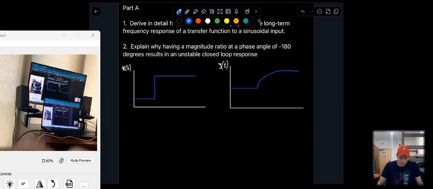Now, the idea of robustness in a controlled system is what sort of changes can I have in my input that will still allow my output to be maintained within a desirable range. So we've seen things like this.